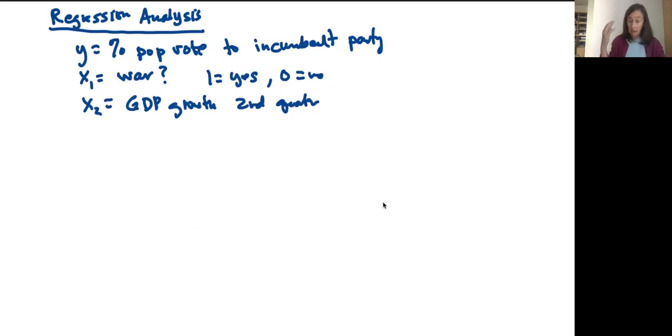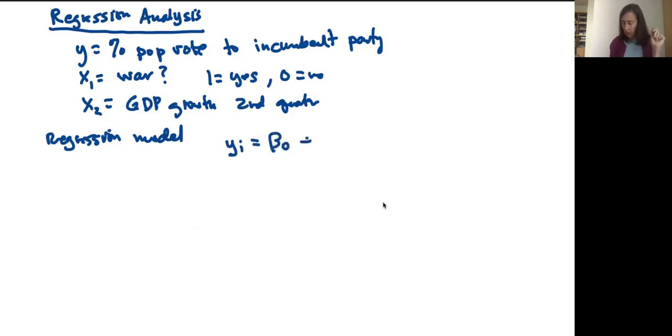Okay. So what we would be thinking of as our regression model here is that for each of our elections, the popular vote, y_i, where I index our elections, is going to be modeled as a constant, I'll say something about that in a minute, plus beta 1 times x_i1 for that observation, which is whether we are at war or not, plus beta 2 times x_i2, plus an error term. Okay, so that is what people would call a regression equation.